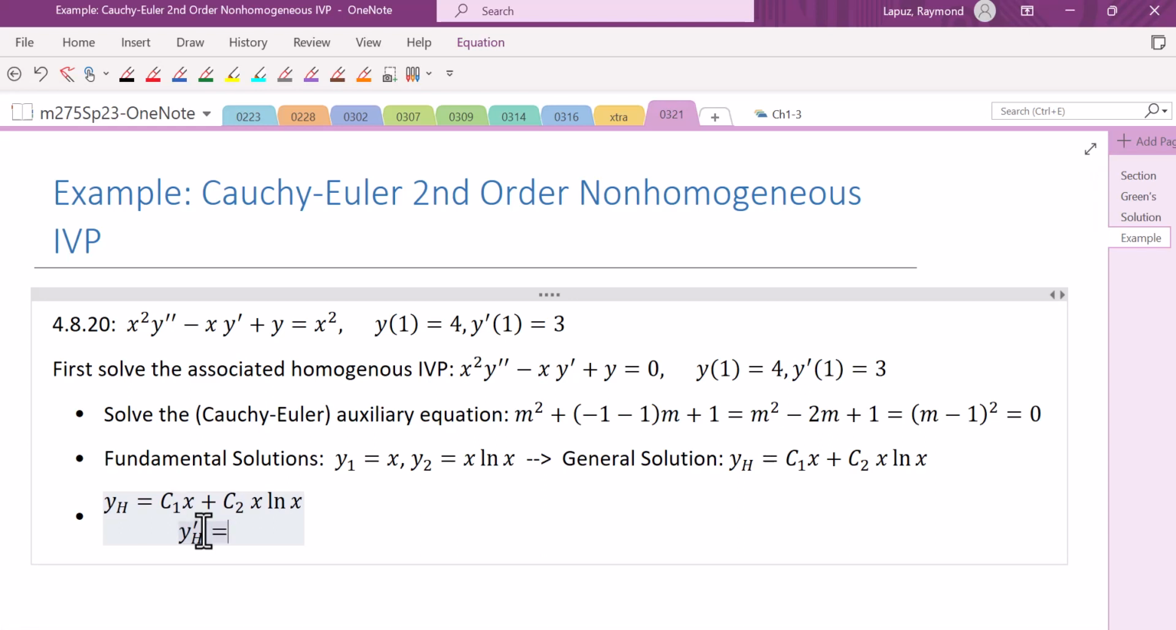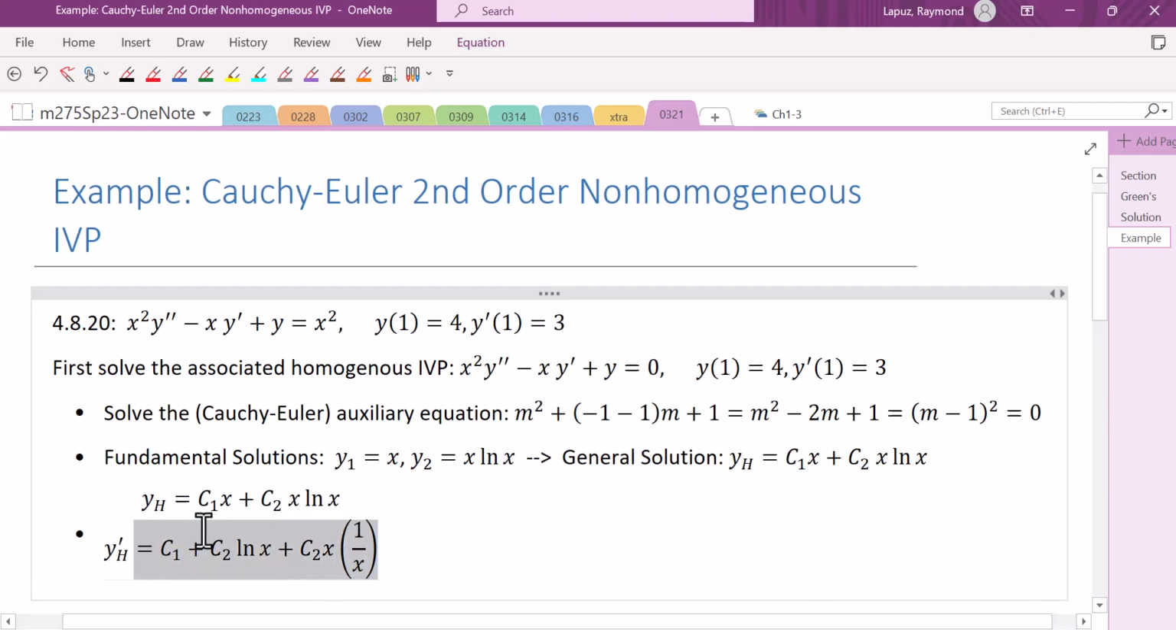It's going to be the derivative of that, so that's just c sub 1. The derivative of x is 1. And then we need to use the product rule. So it's the derivative of the first, that's c sub 2 times ln x, plus the first, that's c sub 2 times x times the derivative of ln x, which is 1 over x.